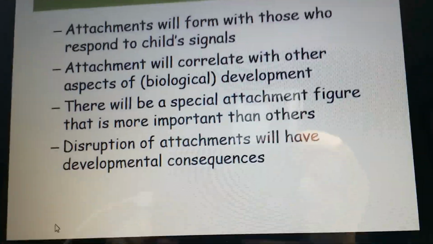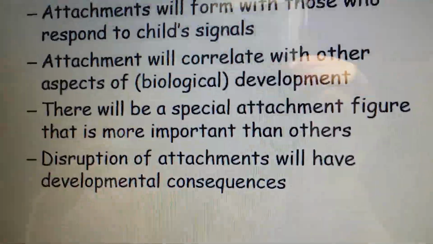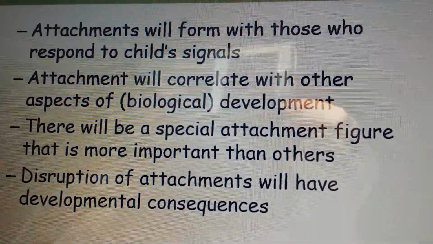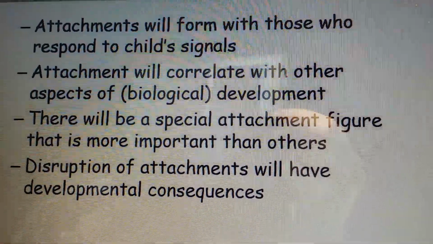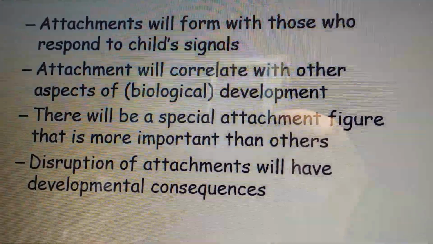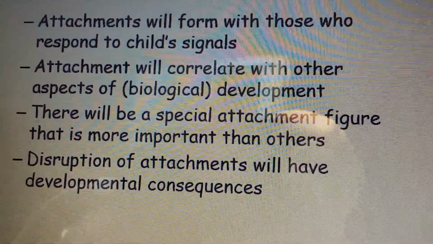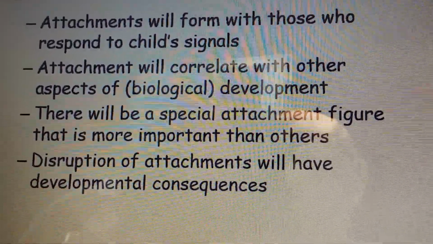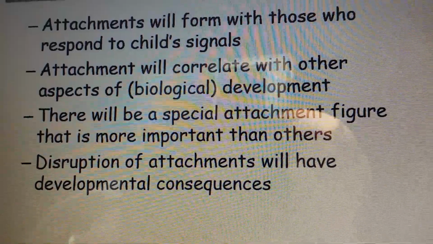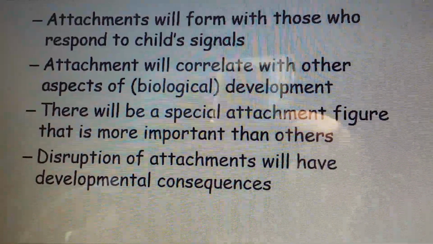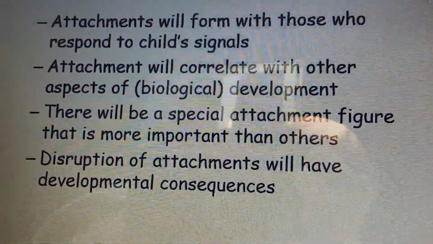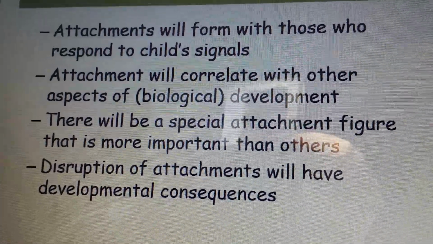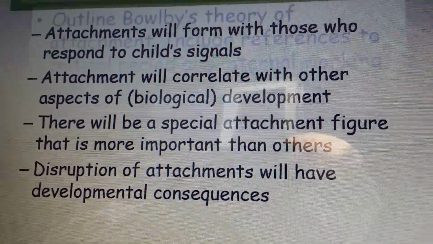So, this is a summary of what you need to know for this area of the specification. Attachment forms with those who respond to the child's signals, social releasers. Attachment will correlate with other aspects of biological development. There is a monotropous attachment figure, and any disruption of attachments will have developmental consequences. We will revisit this with the maternal deprivation hypothesis.